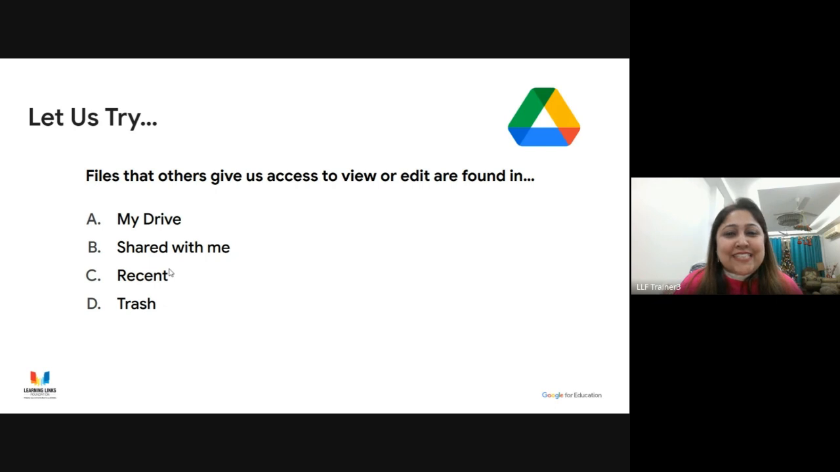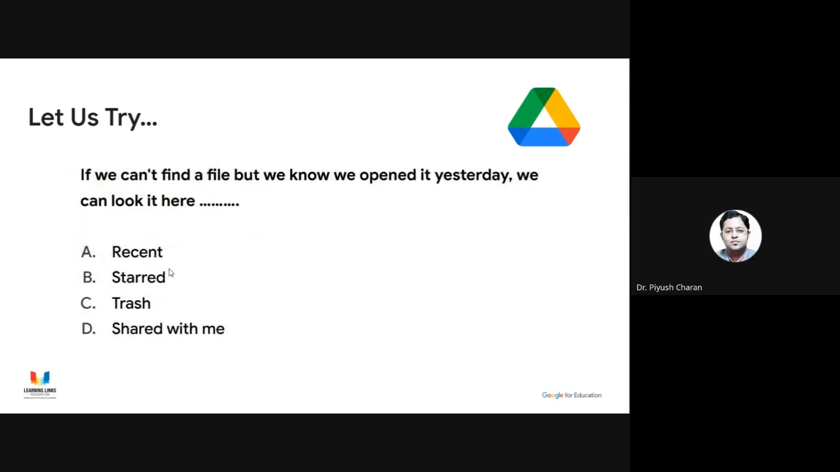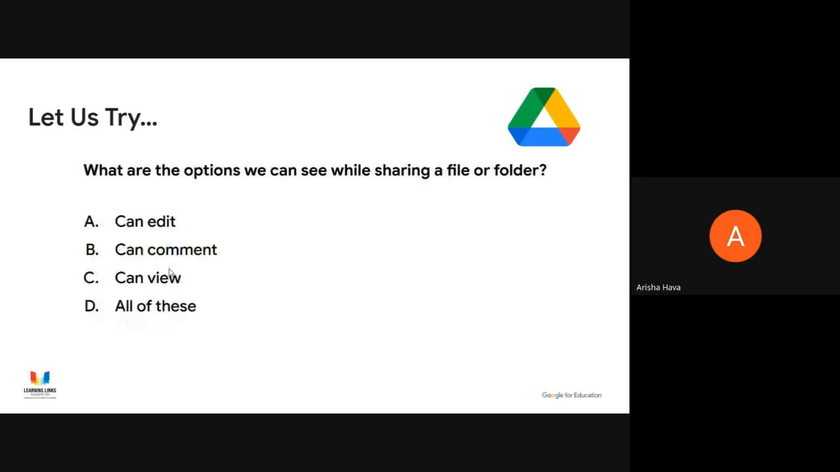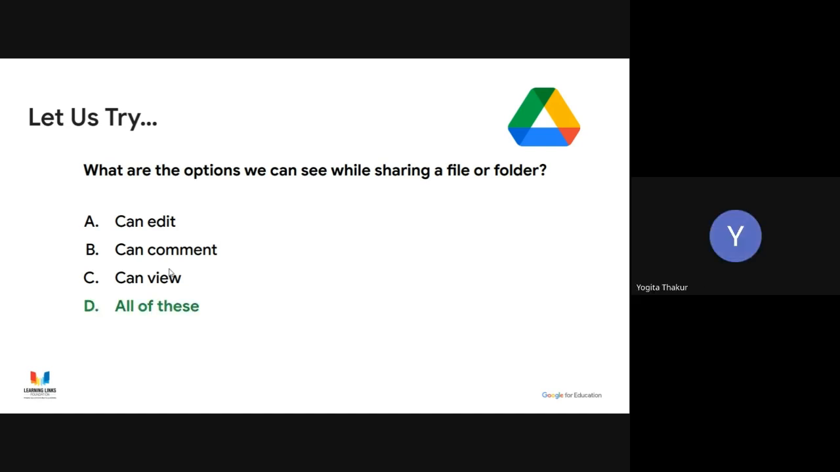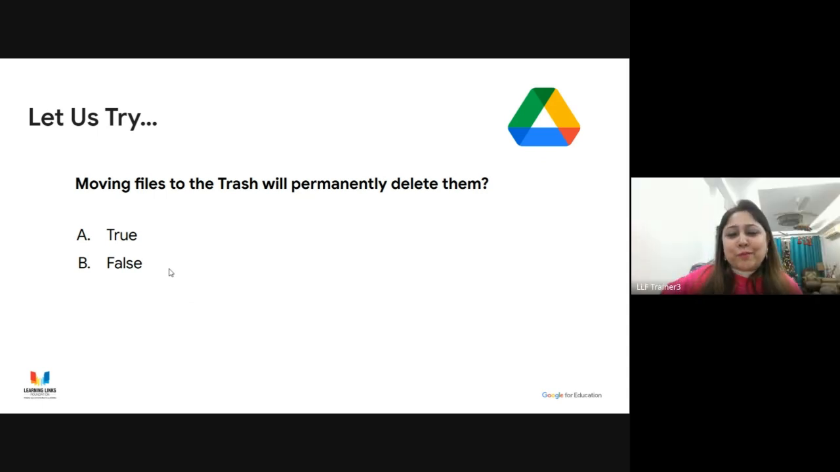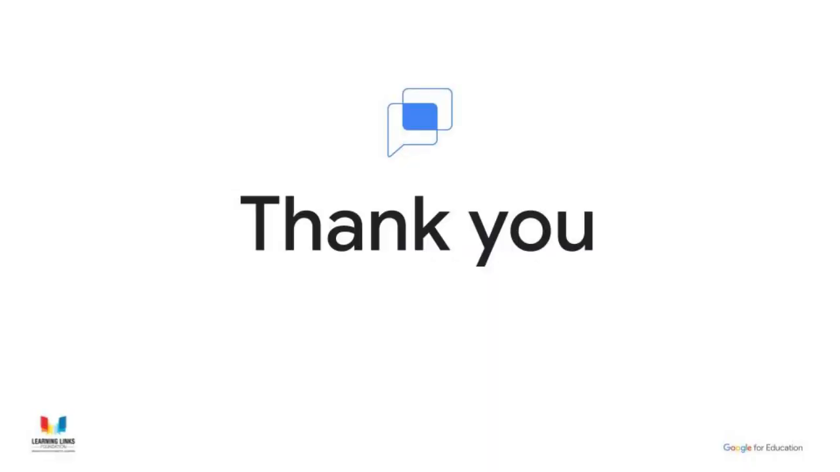Files that others give us access to view or edit are found in Shared with me. Perfect. And if we can't find a file, but we know we opened it yesterday, that was easy. Recently. Super. What are the options we can see while sharing a file or folder? All of these. Last one. Moving files to trash will permanently delete them. False. Thank you.